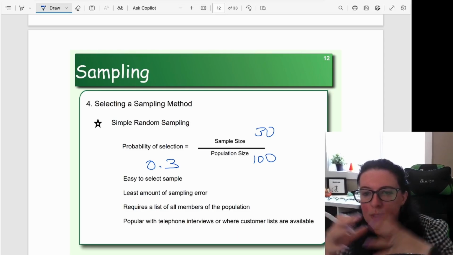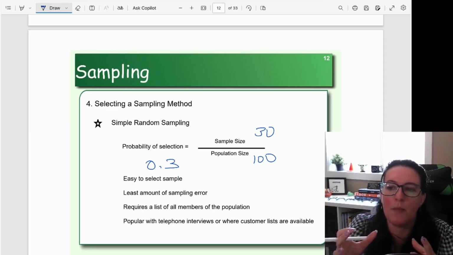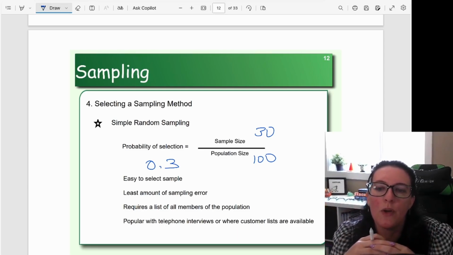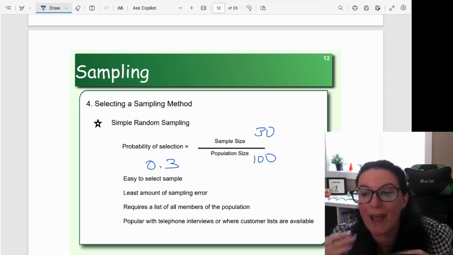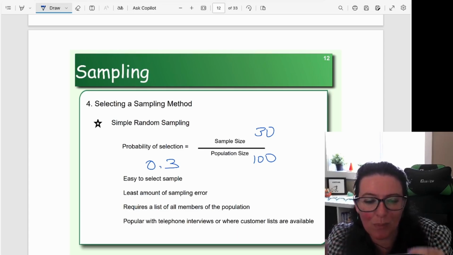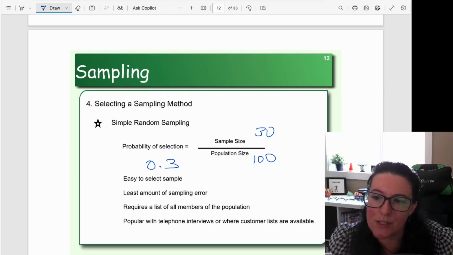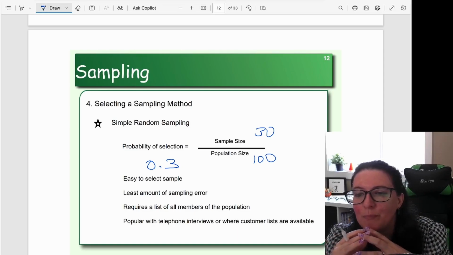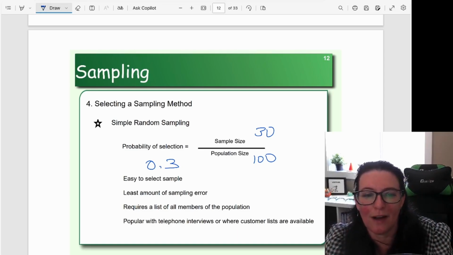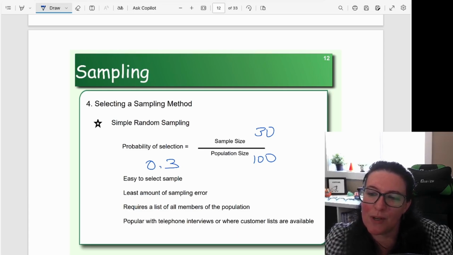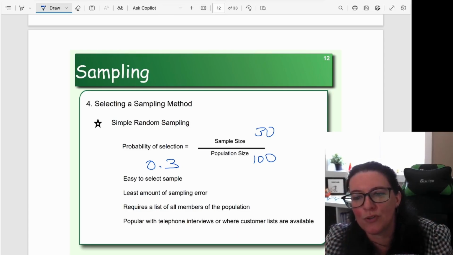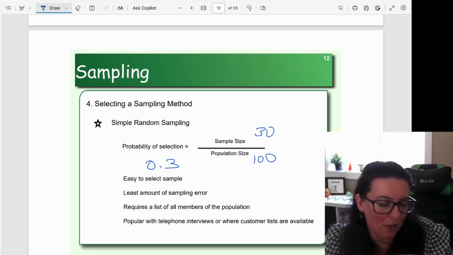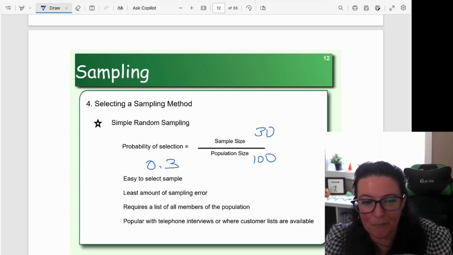So for simple random sampling, we could have everyone's name in a hat or a bowl. We could also do random digit dialing, where we use a random number generator to randomly choose the digits of the phone numbers. And if we had 100 different possibilities for the phone numbers, then we would just randomly generate 30 times in order to have that probability of selection of, say, 30%.